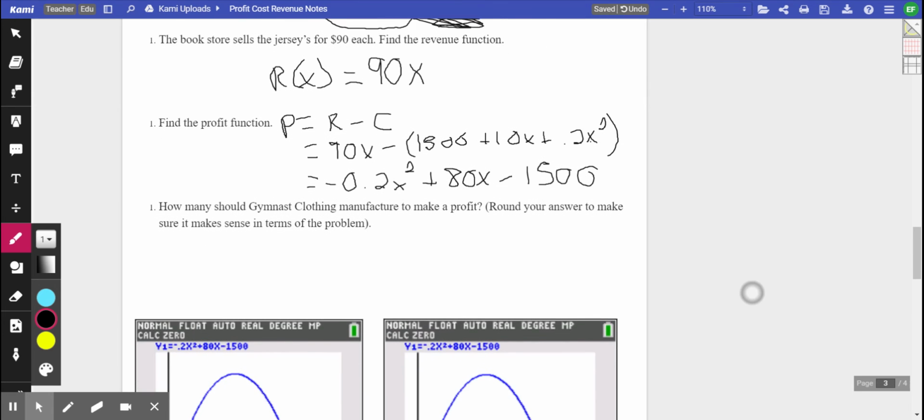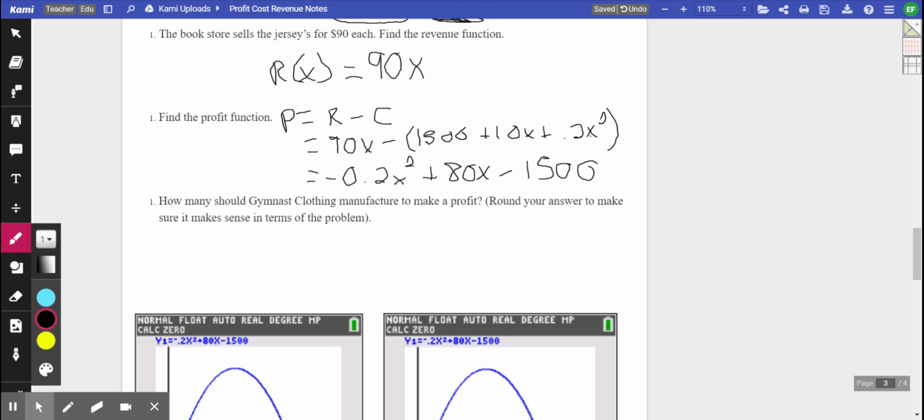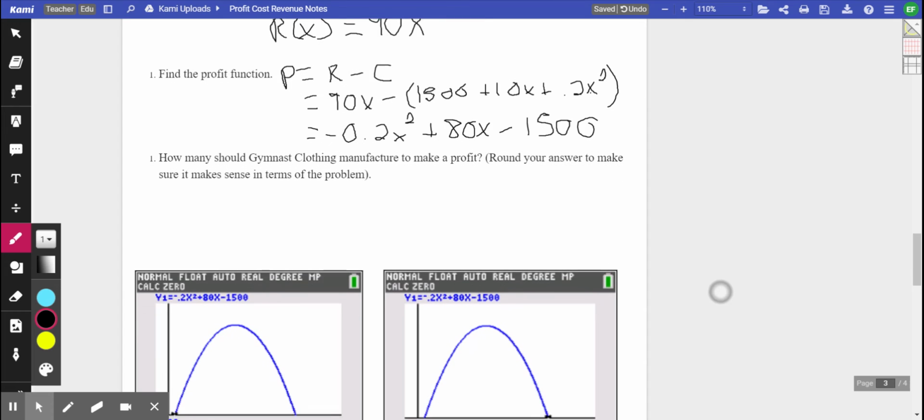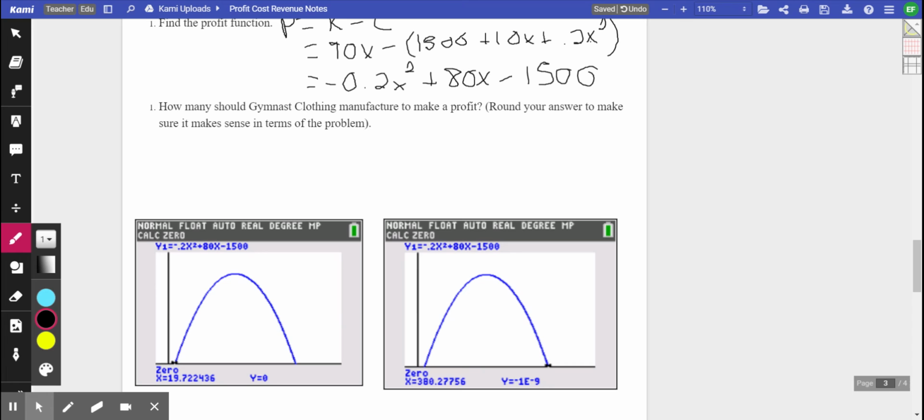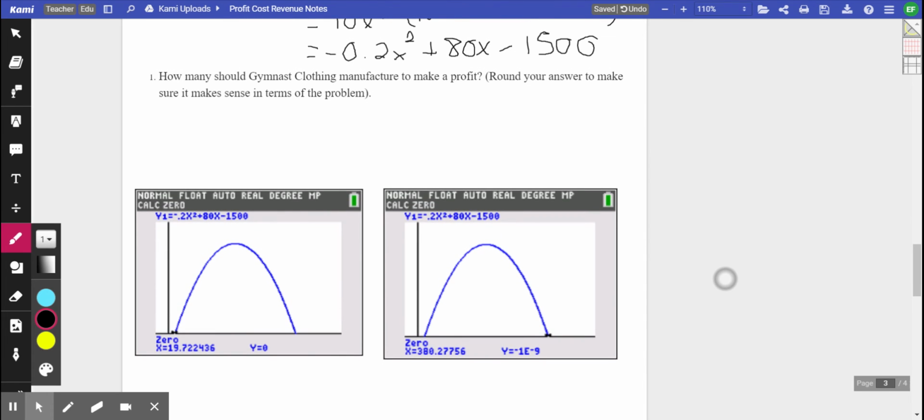Next, now that we have a profit function, we have profit, cost, and revenue, we have everything that we need, and we want to be able to answer some questions. So how many jerseys should this clothing manufacturer make to make a profit? Let's take a look. Here it looks like, again, we have 2 zeros, similar to the last problem. We have a zero located over to the left of the function, and another one over to the right. So again, we have 2 possible answers, or seemingly so.